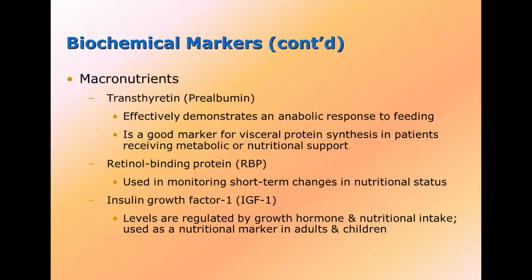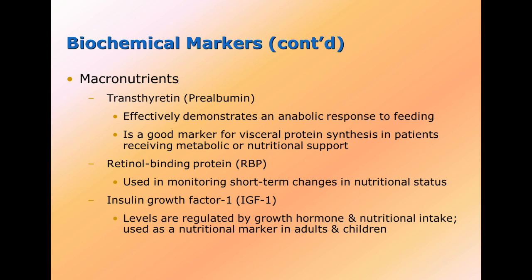The next one is called transthyretin, more commonly called prealbumin. Prealbumin effectively demonstrates an anabolic response to feeding. It's a good marker for visceral protein synthesis in patients receiving metabolic or nutritional support. So if you have somebody on tube feeding or IV feeding, we need to make sure that the proteins you're giving them in the IV solution or the tube feeding solution are turning from that protein into a usable protein in the human body. If that process is in fact going well, we'll find prealbumin levels to be normal.